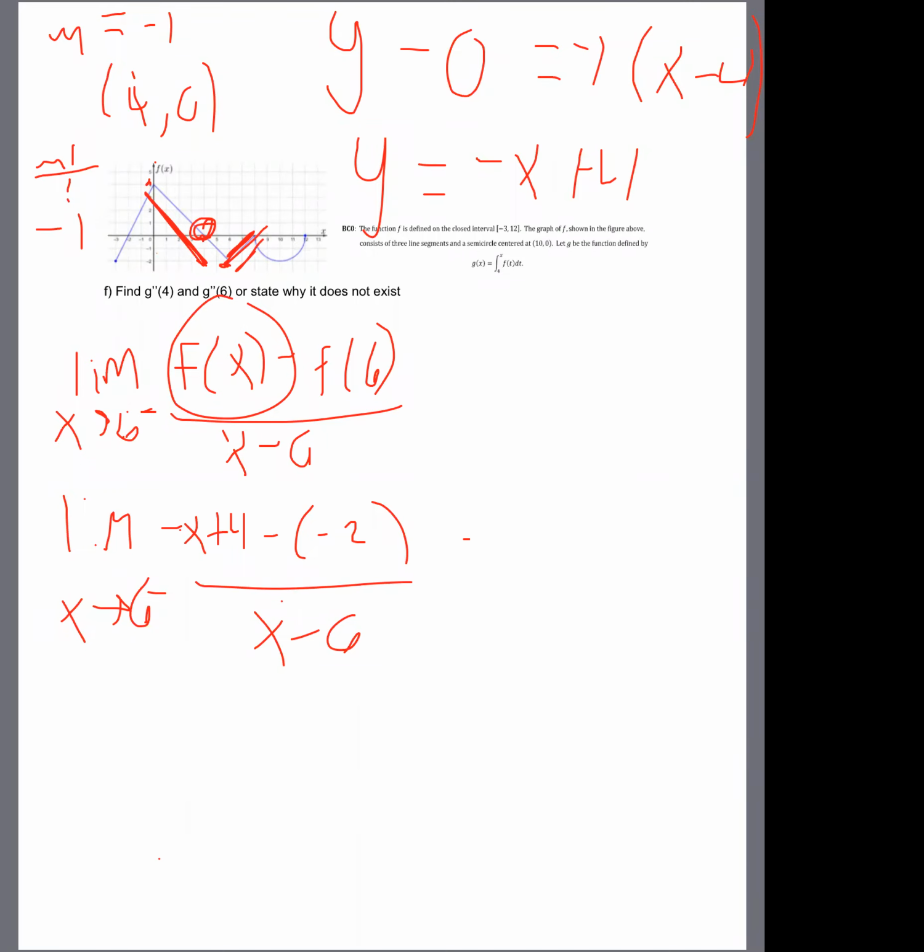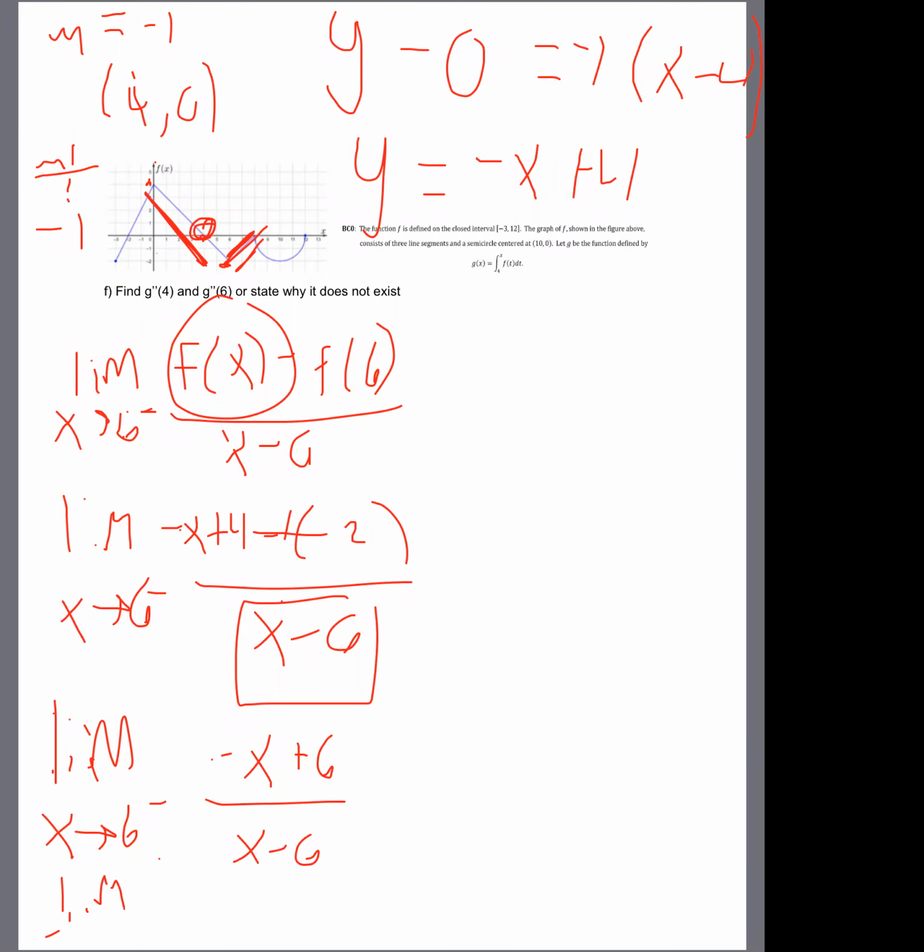So how do we solve for this? My method, when you're solving limits like this, is you want the top to in some way look like what's on the bottom, so you can cancel those out and then you'll get a number. So when you add those up, you get -x, and that becomes +2, so it's +6, over x minus 6. And if you notice, those are almost the same as one another.